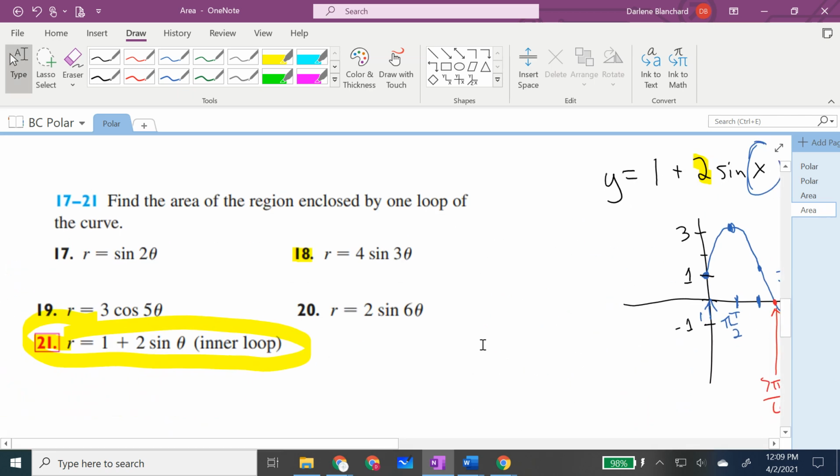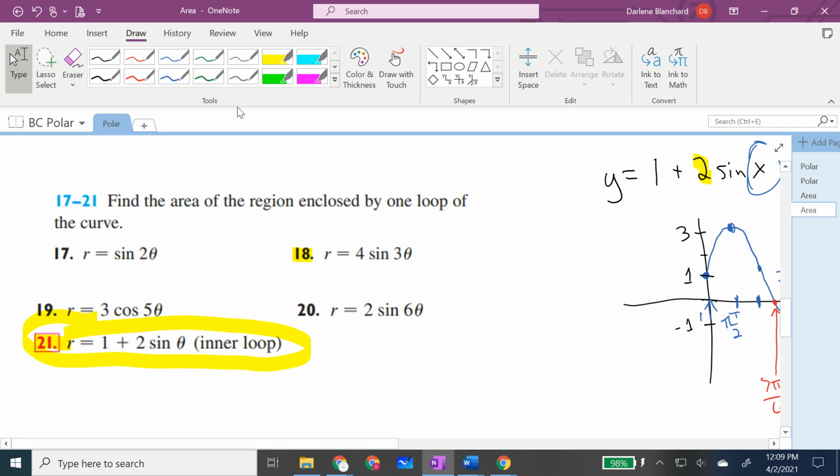So if it asks for the whole thing, would it just be the same whether it had the inner loop or not? Let me tell you that they will not ask you for that with something that has an inner loop. It's too confusing. If they asked you for area and you had a limacon with an inner loop, they would only ask you for area in the inner loop. That'd be the whole purpose of it.